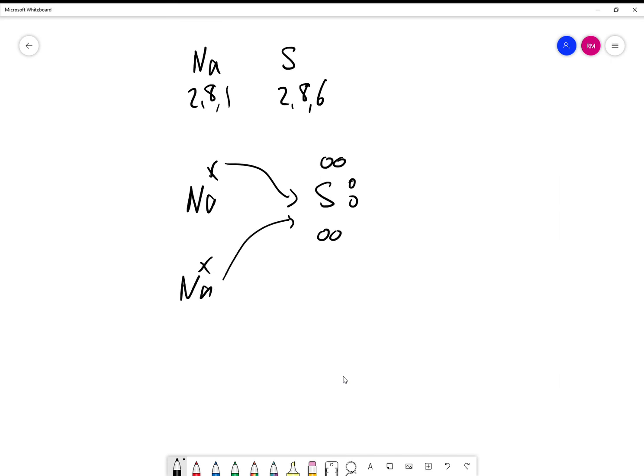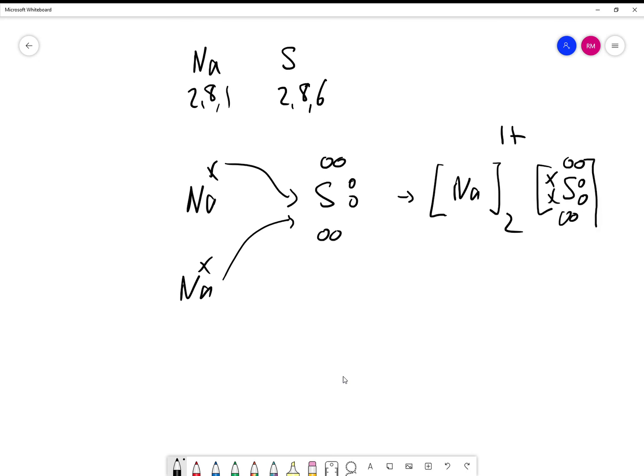Again, we need 2 sodiums. Each sodium has lost 1 electron, so we have 2 sodiums, each one is positive 1. And we have a single sulfur, which has gained those 2 electrons. My new arrangement of sodium is 2,8. My new arrangement of my sulfur is 2,8,8. Okay, and that's how you do sodium with sulfur.